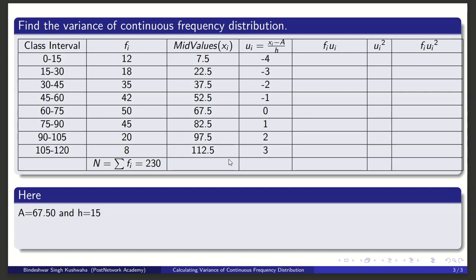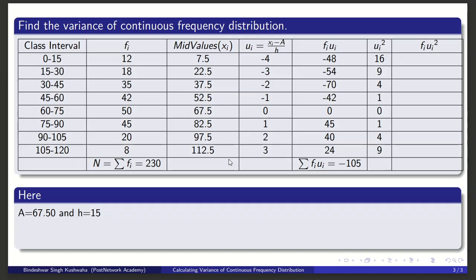Thereafter we will require multiplication of frequency into Ui. So see that what will we get? Now we will require summation of Fi into Ui for the computation of variance. So we have calculated, that is minus 105. Now in the next column you will see that there is a Ui square. So you will square all values of Ui and you will get this one: 16, 9, 4, 1 and 0.